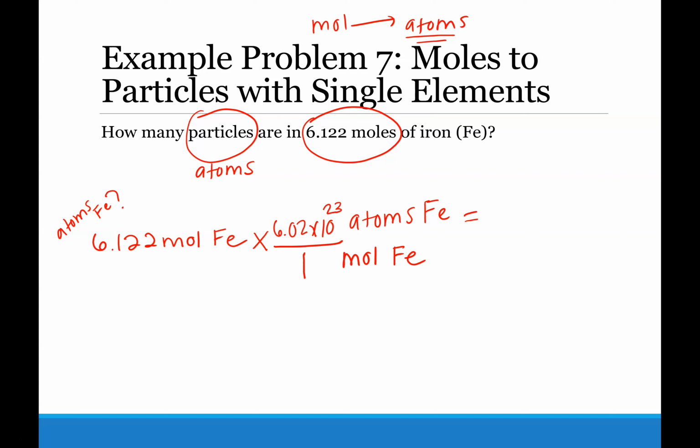So moles cancel, you're left with atoms, and so in your calculator, you'll write 6.122 times 6.02 times 10 to the 23rd, and that answer will be 3.685, so 3.69 times 10 to the 24th atoms of iron, Fe.